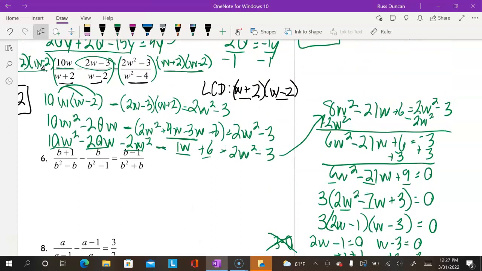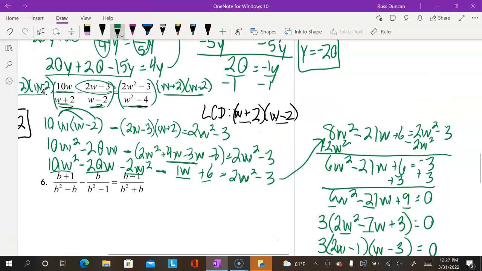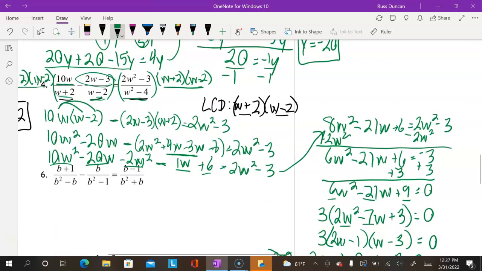So this actually has two answers, 1/2 or 3. Now I have to go back and see, would 1/2 make this denominator 0? The answer is no, the short answer. 3 would also not. So these two answers are okay. So w equals 1/2 or 3.